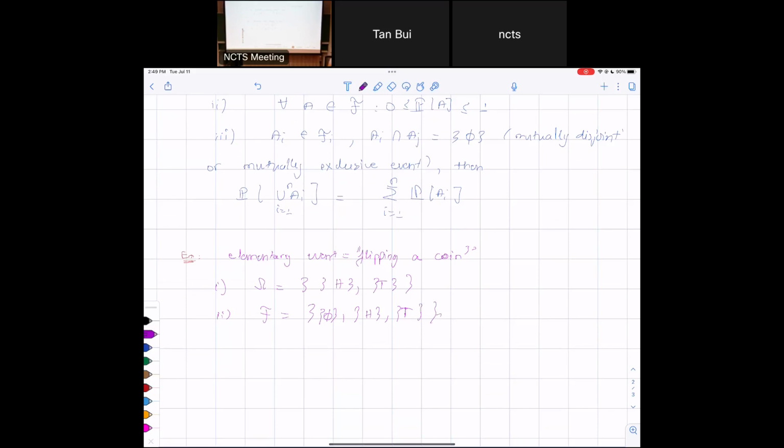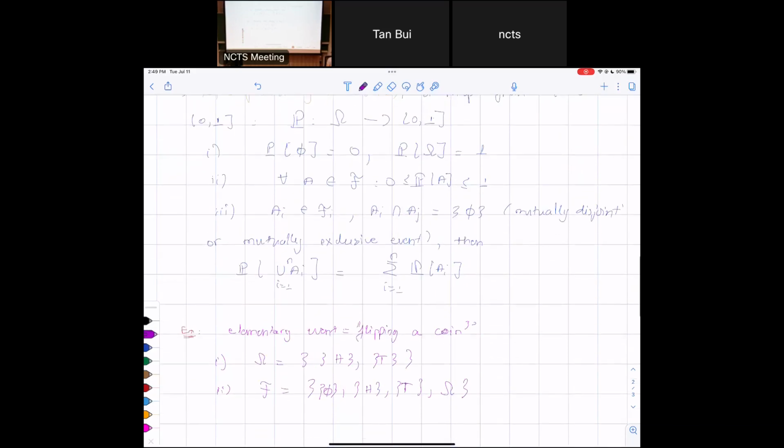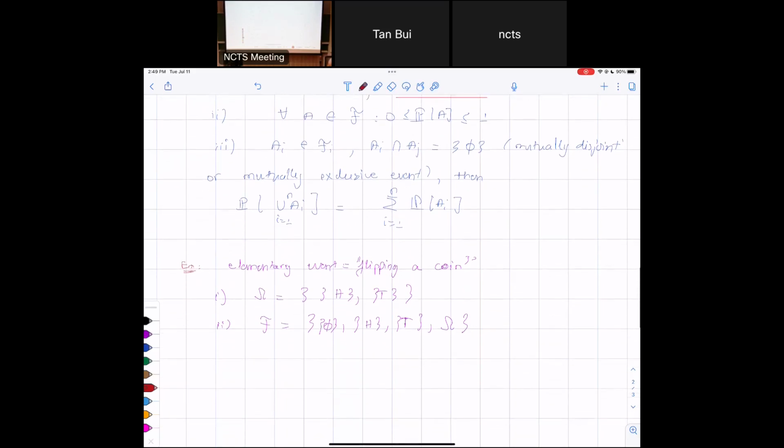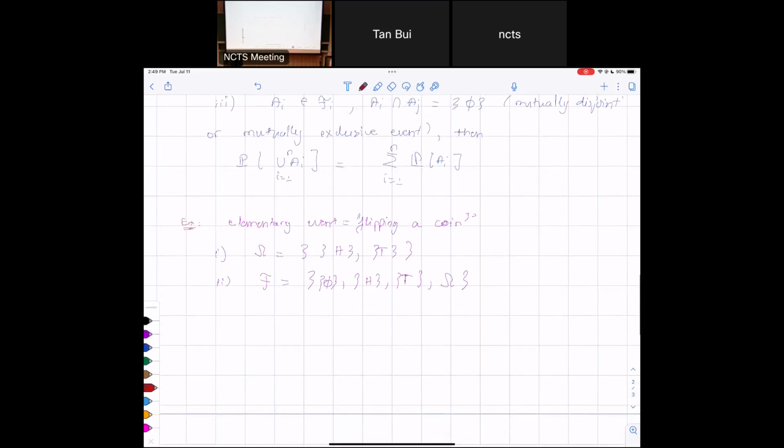That's correct, because by definition, omega is a subset of itself, right? And definitely it is measurable, because remember, the condition is that P of omega is equal to 1. It's definitely measurable because it has probability 1. So that's very good. That's actually all we have for the sigma algebra.